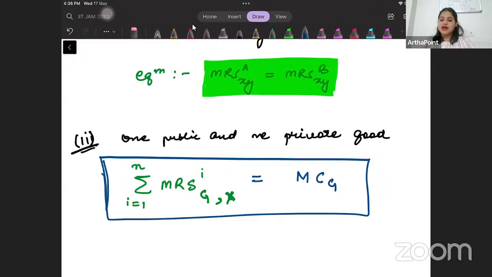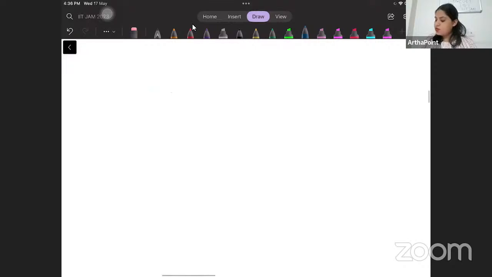If this condition is satisfied, then you achieve the Pareto efficiency condition. I'm not taking this in detail because of the time constraint, but this is what the condition is. So these two conditions, if you list them down, you will get marks for this question. Okay, let's go to the next question.